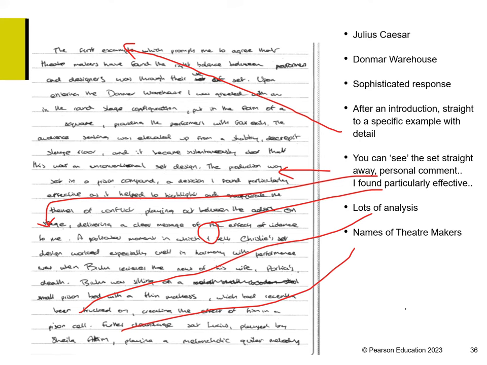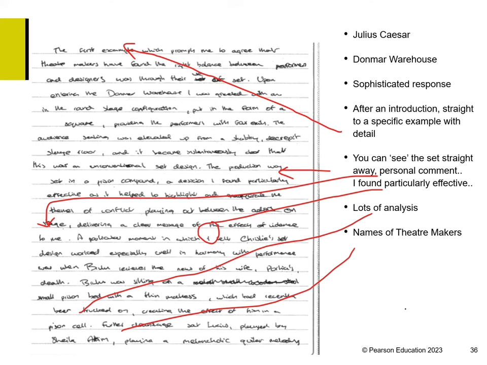So, this particular example. This student saw a live production of Julius Caesar at the Donmar Warehouse. This is their first example that they've given, and these are indicators as to why this is the start of a sophisticated response. So after the introduction, we're straight to an example with detail. The first example, which prompts me to agree that theatre makers have found the right balance between performers and designers, was. So again, that putting back in the statement keeps them focused, it keeps it on track.